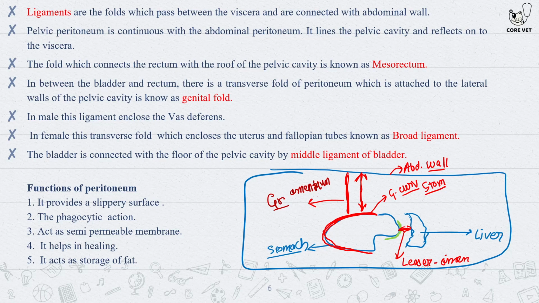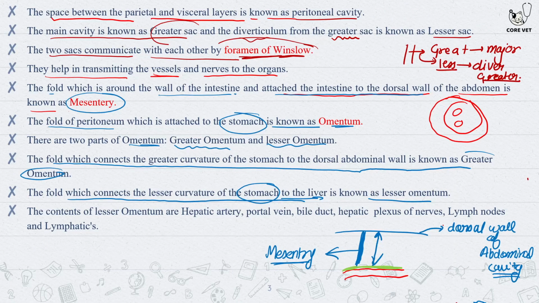the fold which is connecting the greater curvature through the abdominal wall is known as the greater omentum, right? I hope this is clear. What I have told is that the fold of the peritoneum, which is connecting or attached to the stomach, is known as the omentum, right? Now that omentum has two further parts, which are what? Greater and the lesser omentum.